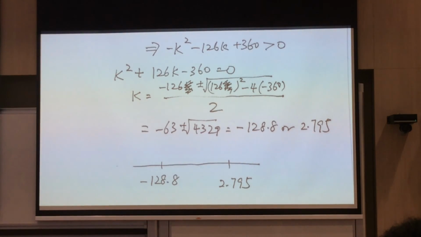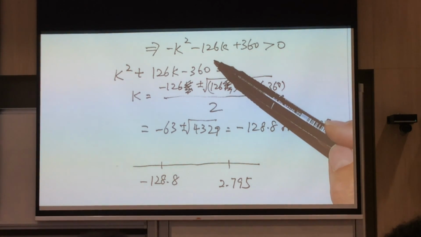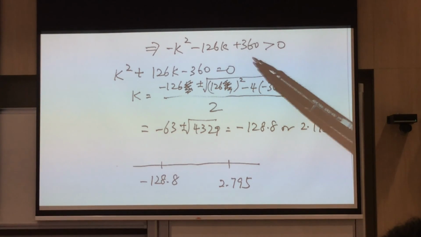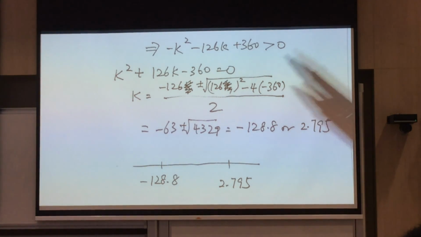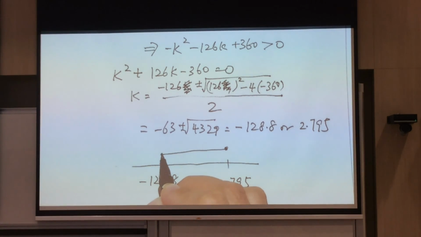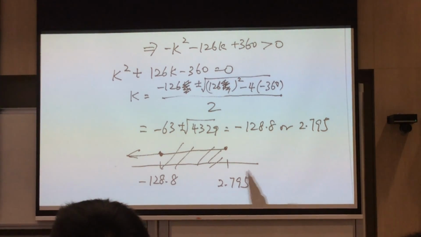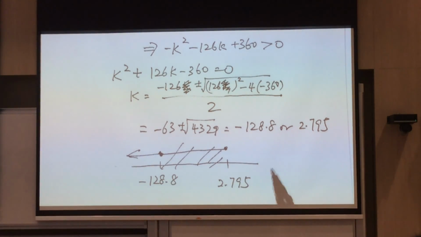Pick out a calculator. Punch in any number. So let's say we punch in 3. You end up with minus 9 minus 378 plus 360. So that is negative, so it must be this way. You can also check out this part. I don't have a calculator, but you do. I just checked 3 is not supposed to be here, so this is out of the question.